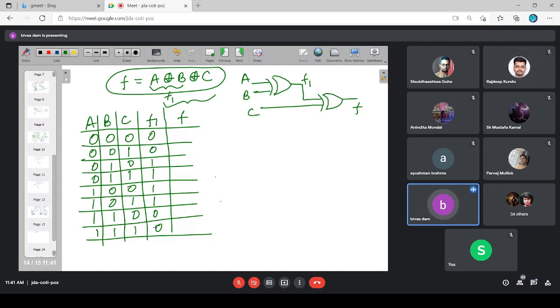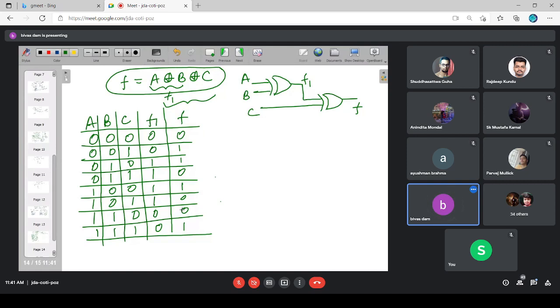Fine. Now what is your F? F1 XOR C. So I have to check the combinations of C and F1. Whenever they are different, the F will be true, otherwise the F will be false. So here they are different, here they are different, here they are different, and here they are different. In other situations they are the same, identical. Can you get it? How I have arrived at this F? Yes, sir. Fine, thank you.